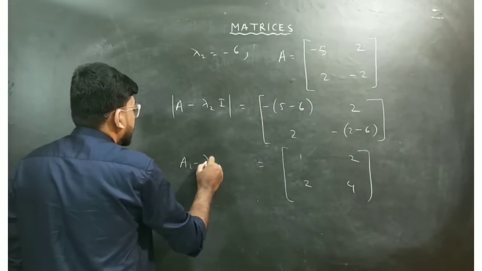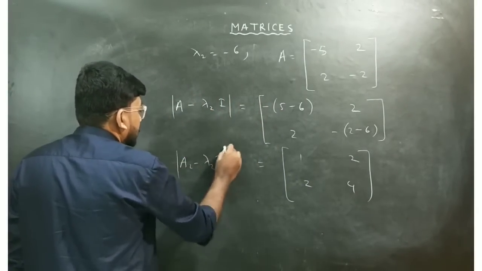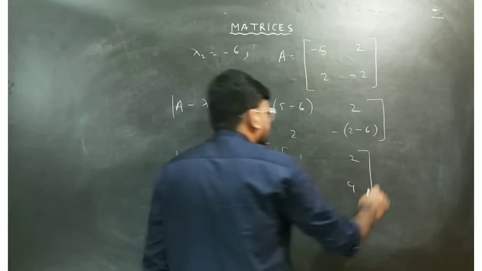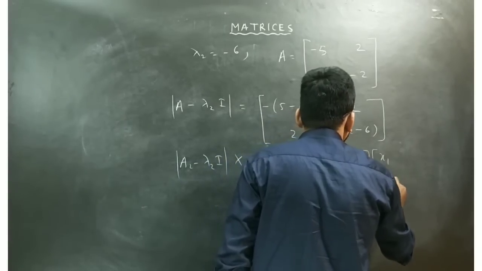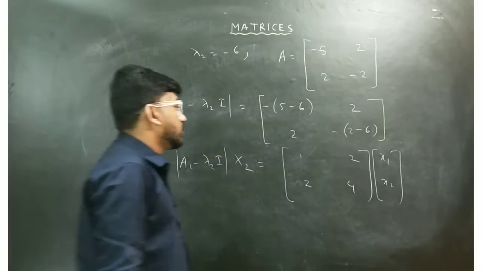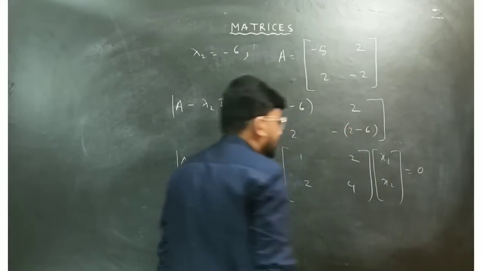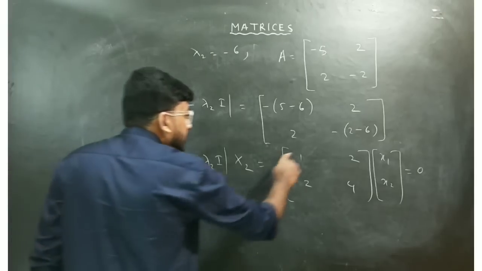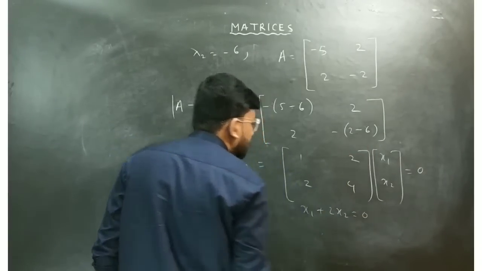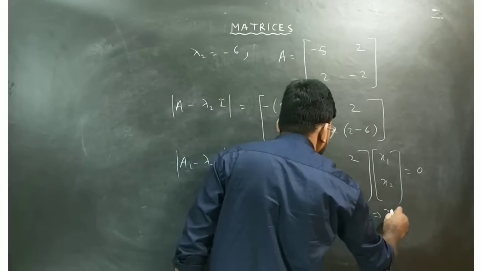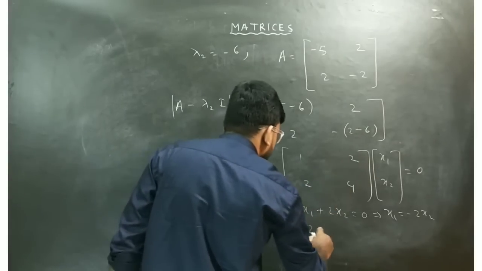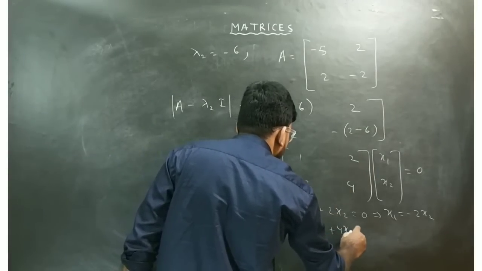Now if you put this A minus lambda 2 I into x2, if x2 is the corresponding eigenvector, then this will be something like this. Let me take again it as x1 and x2, and that will be 0. Now if you multiply these two, you will get x1 plus 2x2 is equal to 0, one equation. That means x1 is equal to minus 2x2, and another equation is 2x1 plus 4x2 is equal to 0.